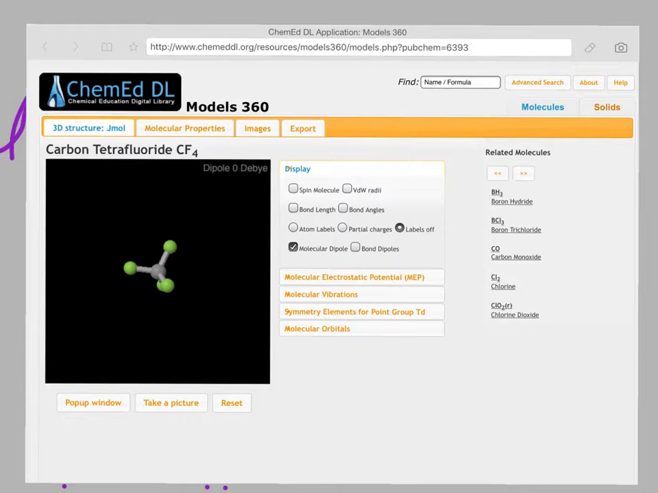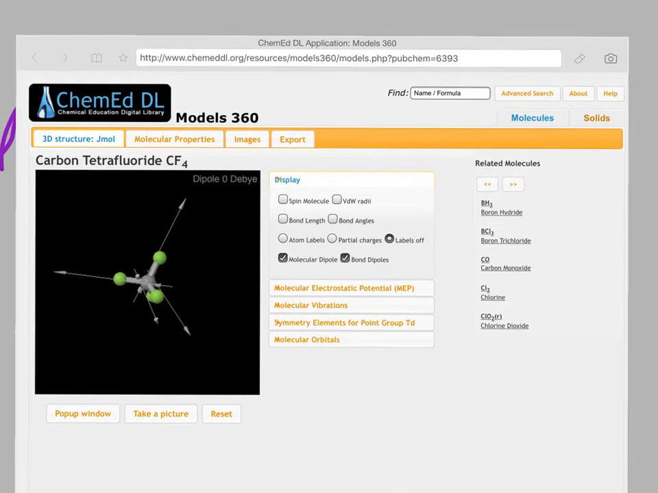So let me put these bond dipoles back in there. These two right here that are pulling out this way, they're in the same plane, and so the sum of them would be going that way. And then if we flip it around so I can see the bottom here, these two down here coming out this way, the sum would be going down. So they would end up canceling out.